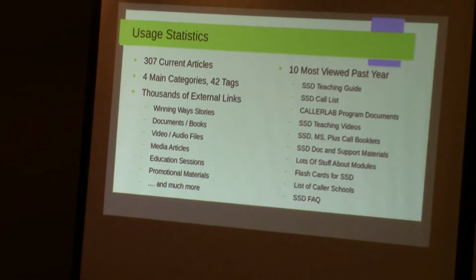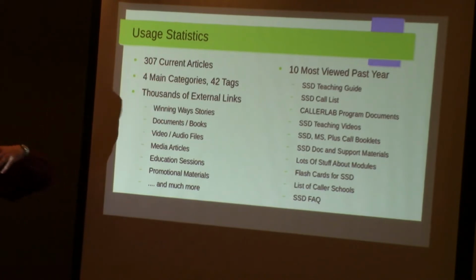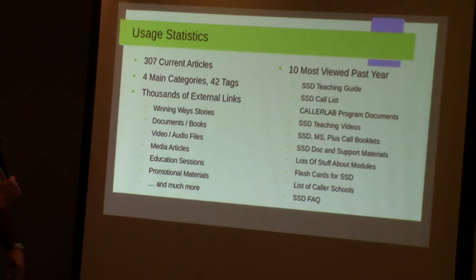We currently have 307 current articles. I don't think I've added anything since I built this slide. They're divided into 4 main categories. So a category is just a group of material that's broadly aimed at a broad subject area.